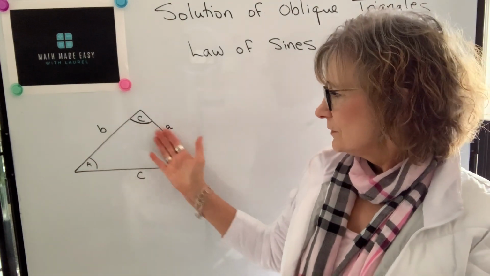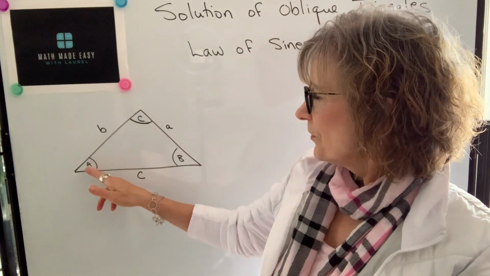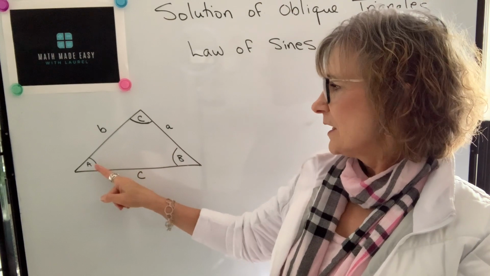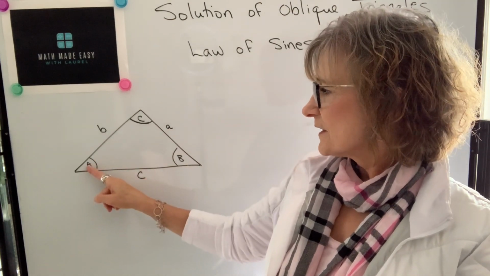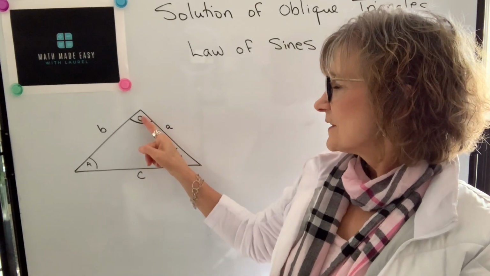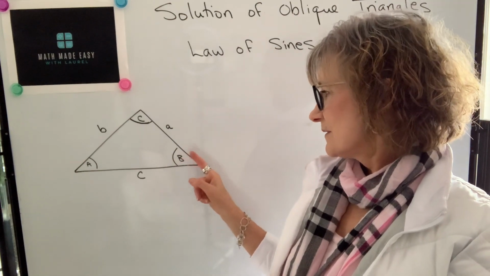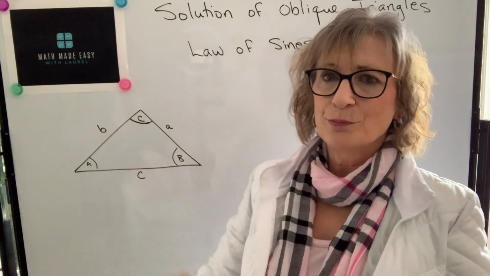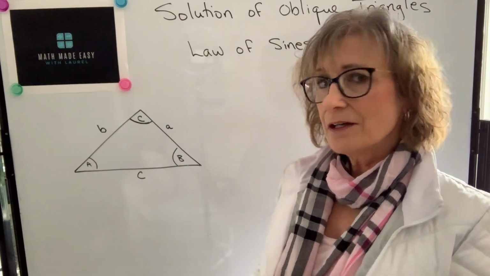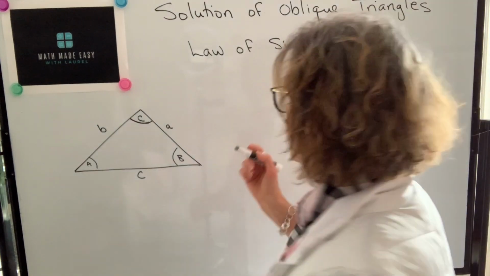I've got a general oblique triangle listed here. I'm going to call the angles capital letters A, B, and C, and then the sides opposite, so the side opposite angle A, I'm going to call small letter a. The side opposite angle C will be small letter c, and the side opposite angle B will be small letter b. One thing that we know about the angles in any triangle is the sum is equal to 180 degrees.